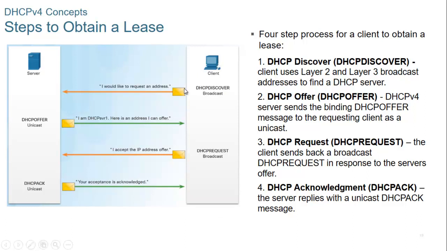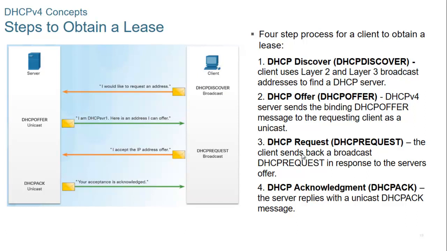So when the client wants to ask for something, it is broadcast. When the server replies, it is unicast. So when the server replies, it says, this is the address I have for you, and I will give it to you. Then a DHCP request message will be sent by the client to the server.